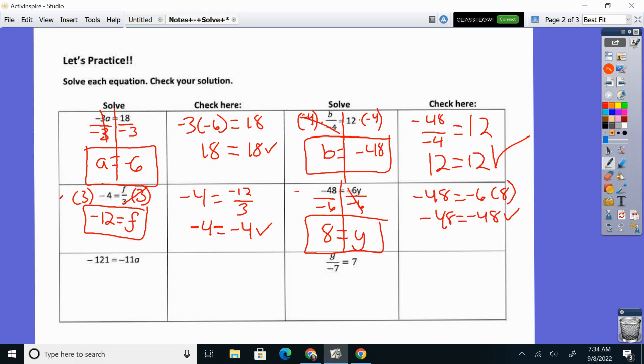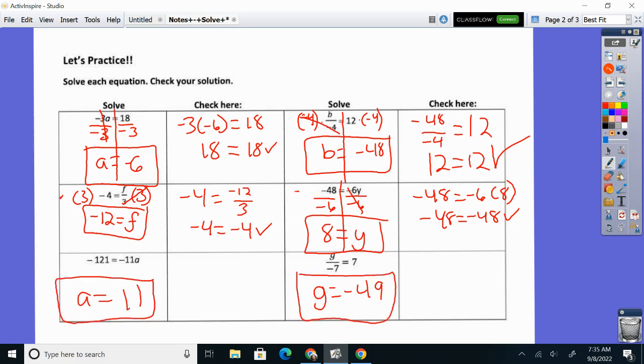Okay. The last two I'm going to just give you the answers to. You have G equals -49, and you have A equals 11. That's what you should have got for those last two. Okay. All right, turn the page.